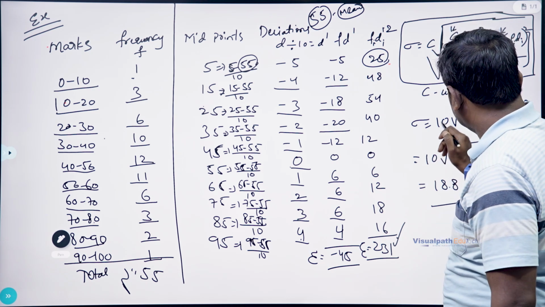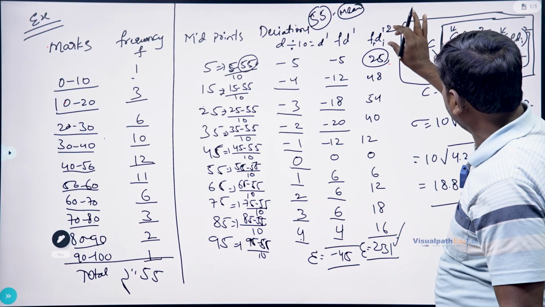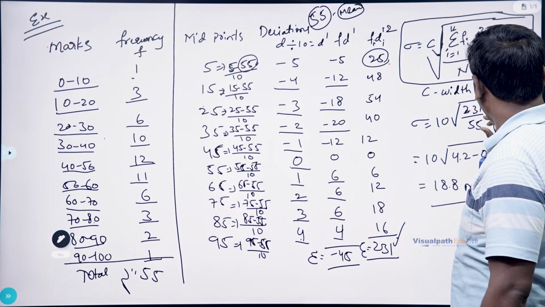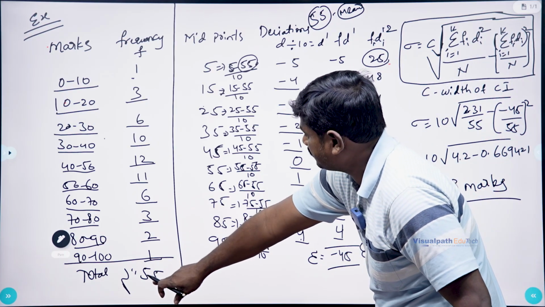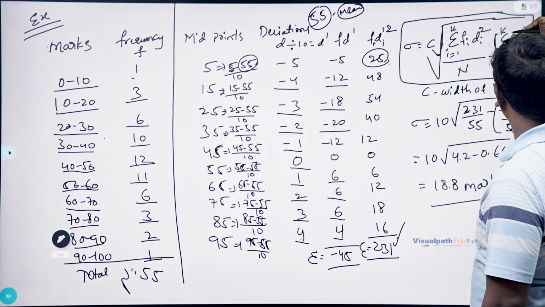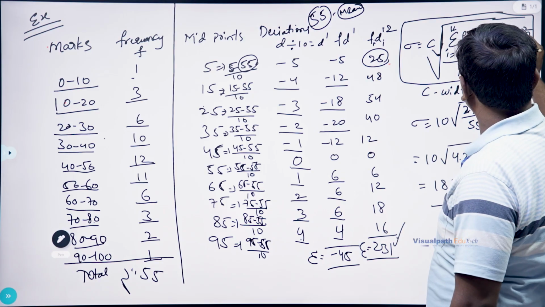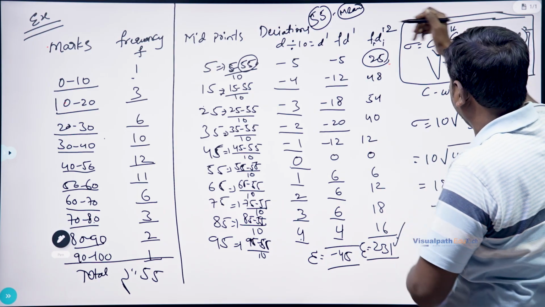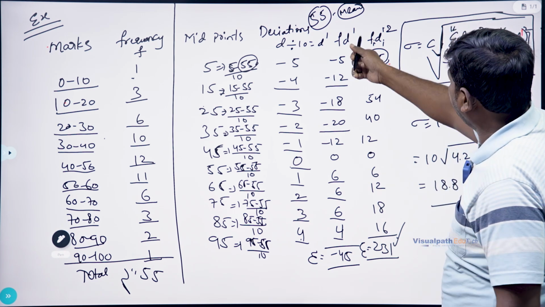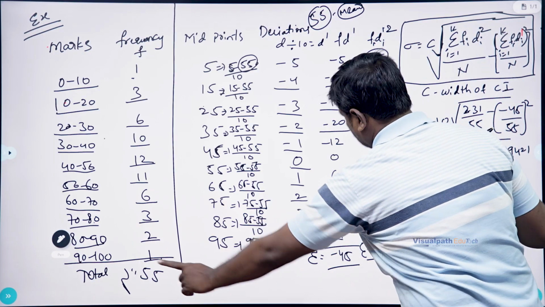So sigma equals 10 into the square root of summation f d dash square, which we already got as 231, divided by n, where sigma f equals n equals 55, minus the summation f d dash by n whole square. Summation f d dash is minus 45, so minus 45 by 55, where n equals 55.